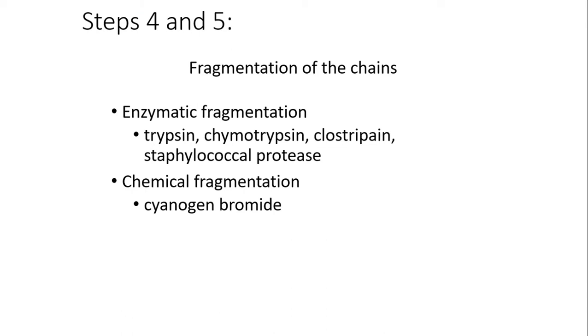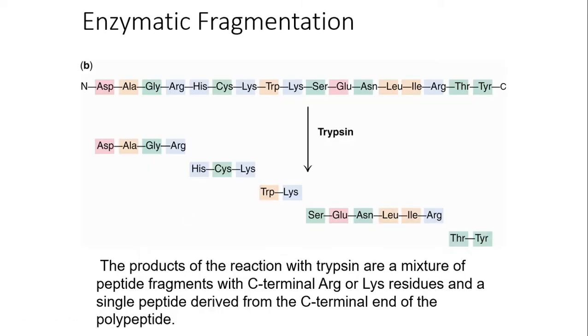So we've identified N-term, C-term amino acids, hopefully, by this point. The next step is to fragment that chain, and we use enzymes to do this. Trypsin, chymotrypsin, clostripain, staphylococcal protease. We can also chemically fragment using cyanogen bromide. So how does this work? We're going to take a look at enzyme fragmentation here.